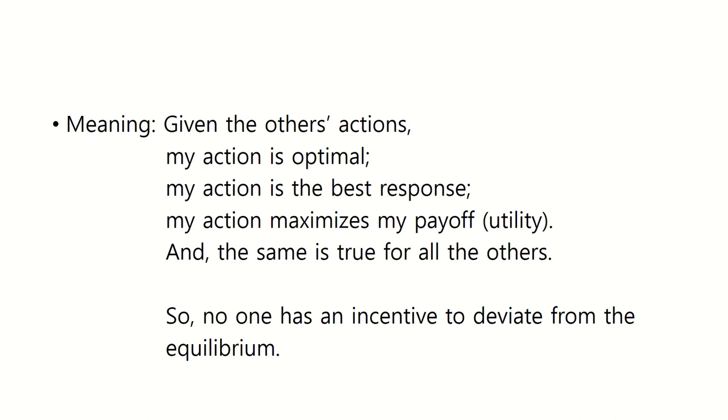And my action maximizes my payoff or utility. So in Nash equilibrium, everybody is maximizing their payoff, everybody is maximizing their utility given the other's action. So they take the other's action as given, and they maximize their payoff. Everybody does that. That's the situation where nobody has an incentive to move. Everybody's action is optimal given the others' actions, and the same is true for everybody else. Then we say that situation is Nash equilibrium. So no one has an incentive to deviate from equilibrium.